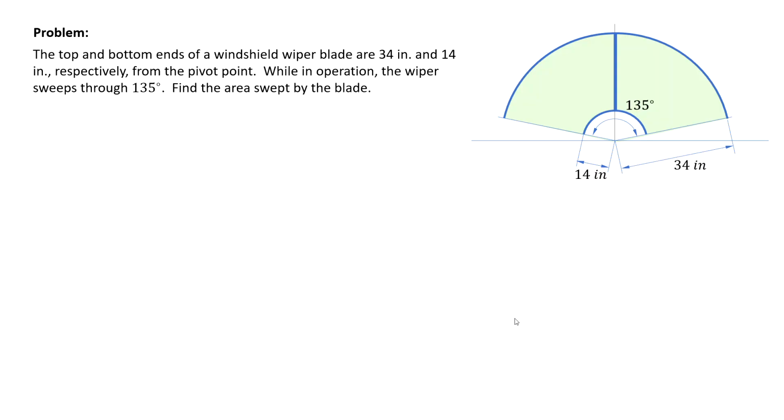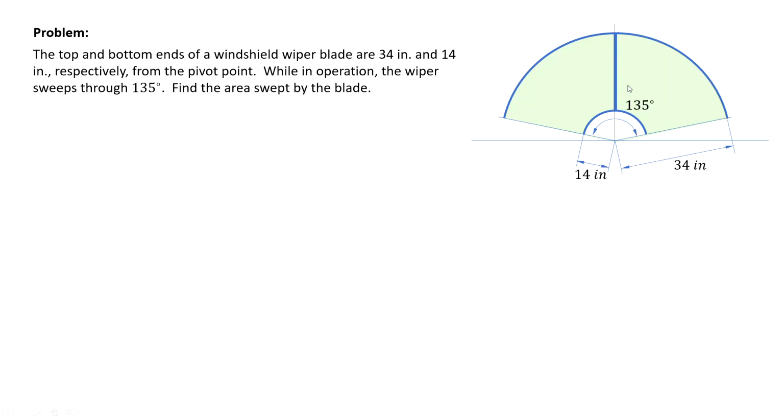The top and bottom ends of a windshield wiper blade are 34 inches and 14 inches respectively from the pivot point. While in operation, the wiper sweeps through 135 degrees. Find the area swept by the blade. Ooh, isn't that interesting?